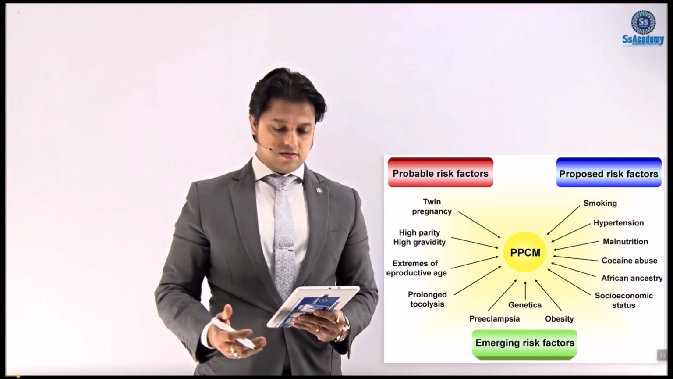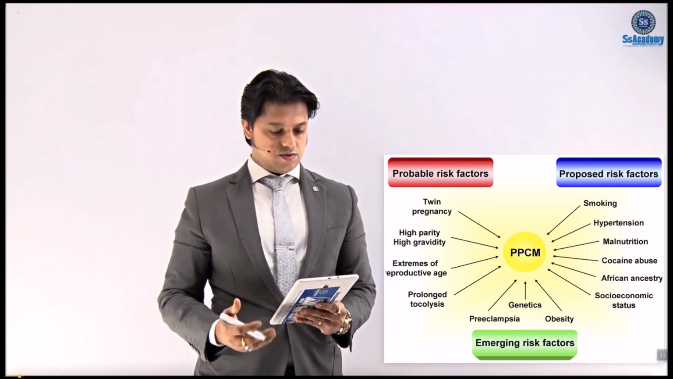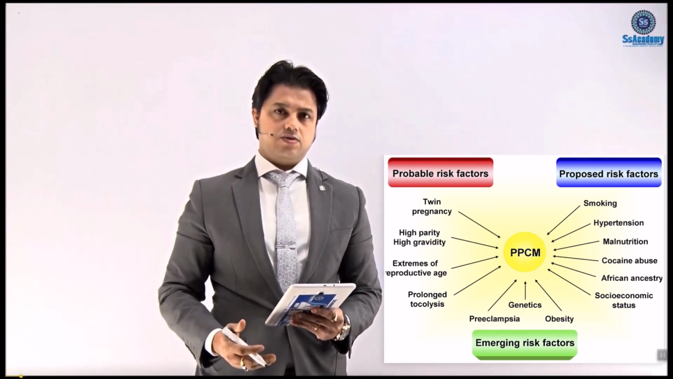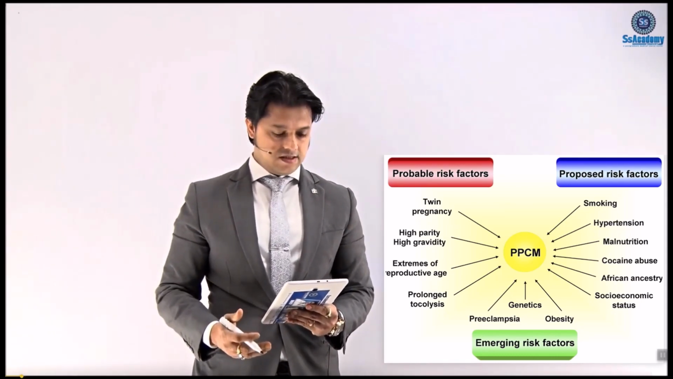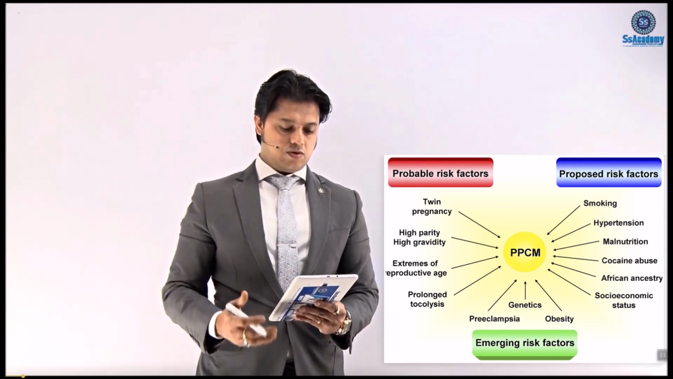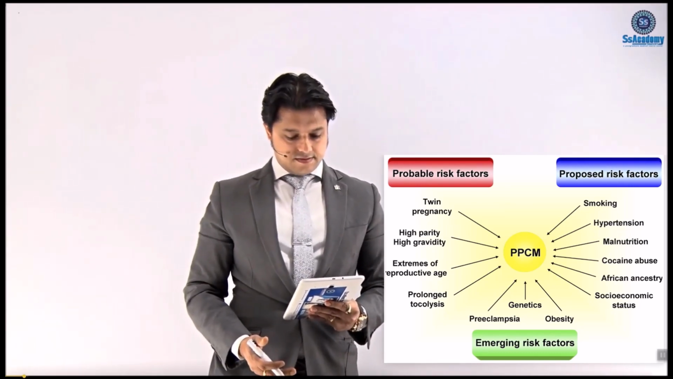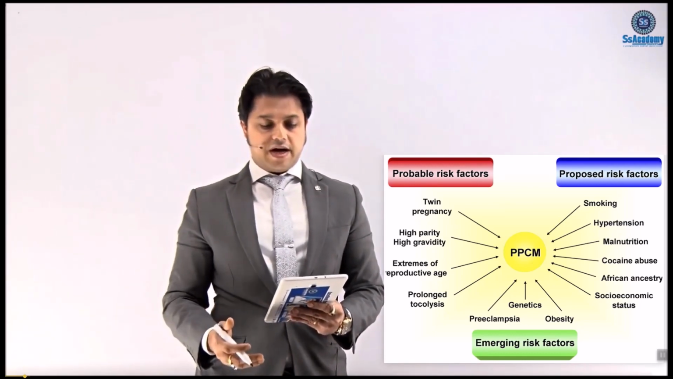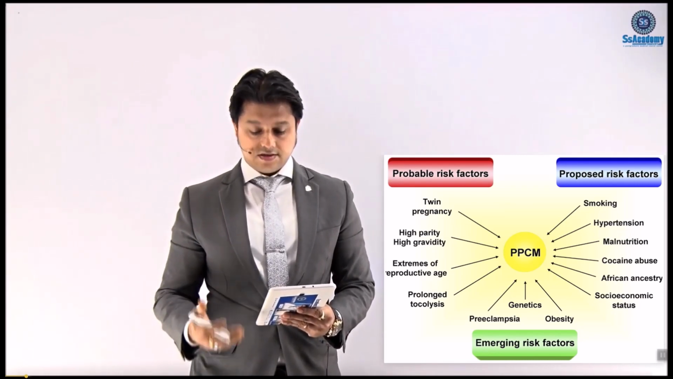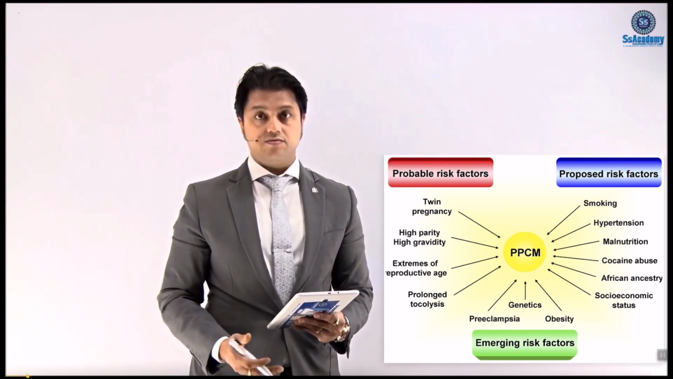The risk factors are categorized into two categories. There's a diagram that I'm showing in your notes. Some of the probable risk factors are twin pregnancy, high parity, high gravidity, extremes of reproductive age, prolonged tocolysis, preeclampsia, genetics, and obesity. The proposed risk factors are smoking, hypertension, malnutrition, cocaine abuse, African ancestry, and also socio-economic status.